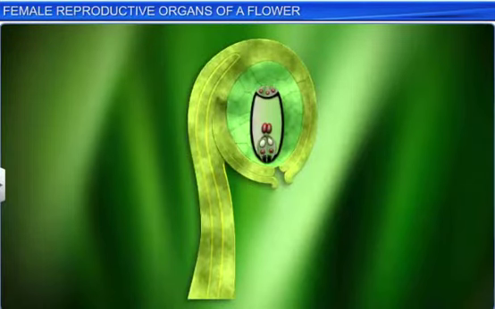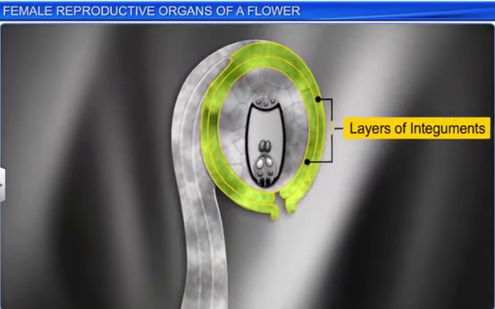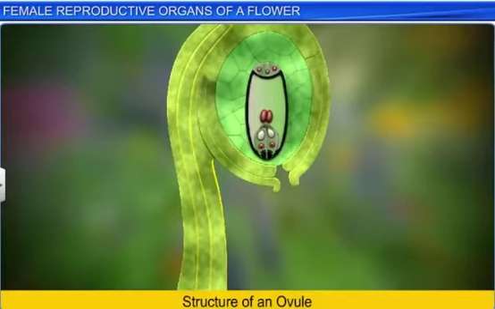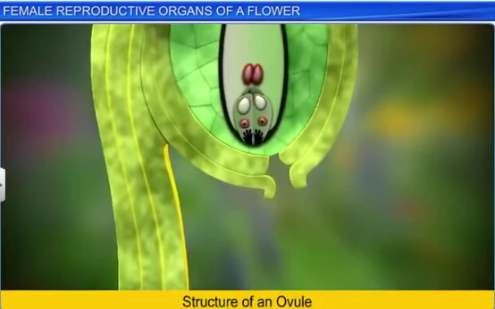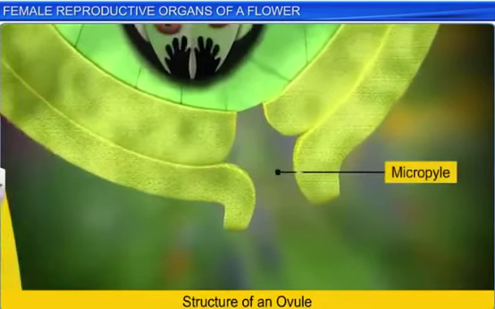The ovule is well protected with one or two protective coverings called integuments. These integuments later form the seed coat. The integuments cover the entire ovule except at the apex, where they form a narrow opening called the micropyle.